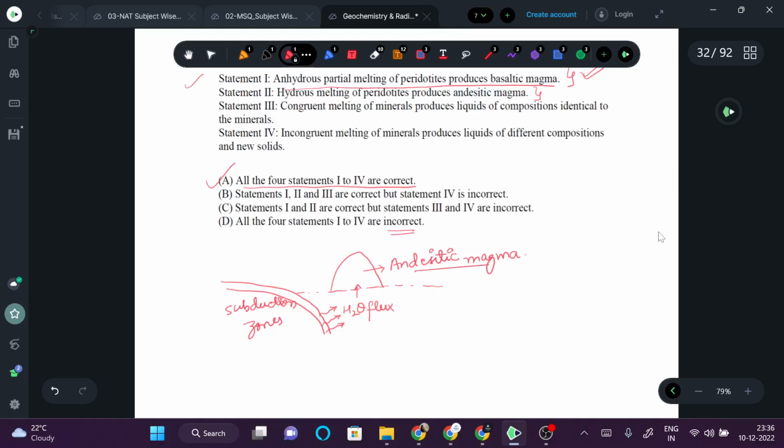So this is the second statement actually. Hydrous melting of peridotites produces andesitic magma. So this is the hydrous melting, because of this you get water flux, right? Because of the melting over here.